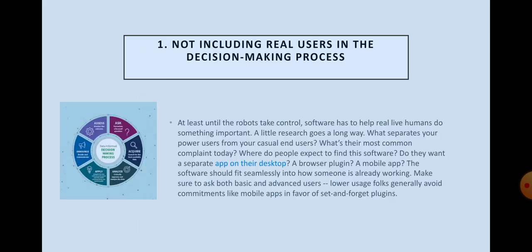First point is not including a real user in the decision making process. Decision is the first important thing, but if we don't follow through, then it is useless. So, at least until the robots take control, software has to help real live humans do something important. A little research goes a long way. What separates your power user from a casual user? What is their most common complaint today?